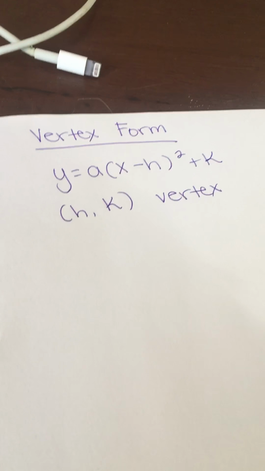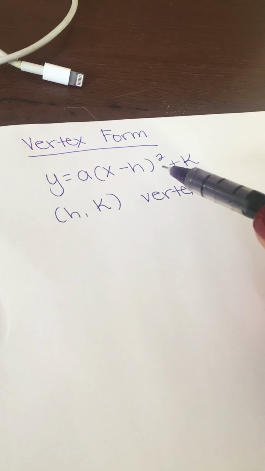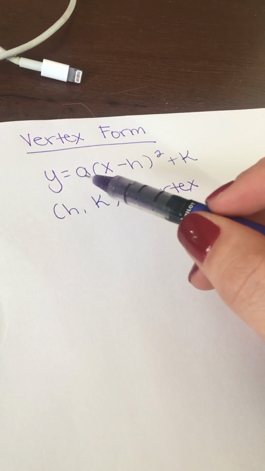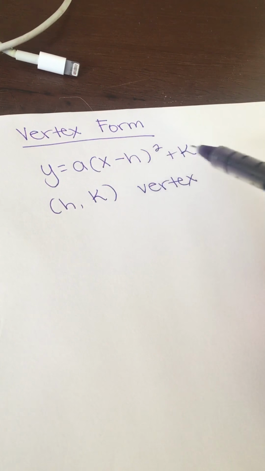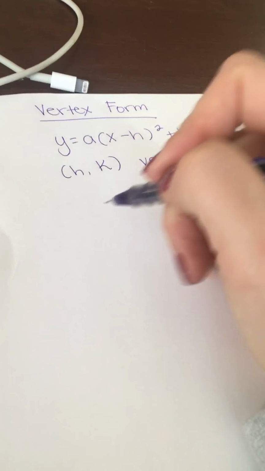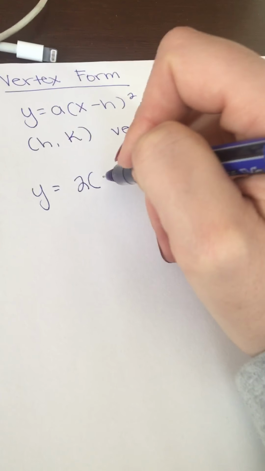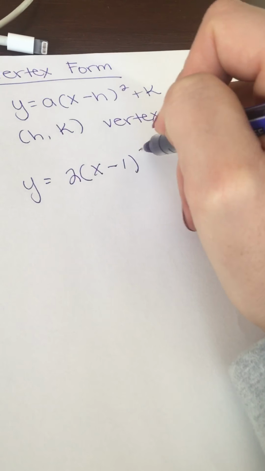Okay, so hopefully this won't be too shaky for you to follow. So this is vertex form. This is our general equation for vertex form: y equals a times (x minus h) squared plus k, with (h, k) as your vertex. So say your equation was y equals 2(x minus 1) squared plus 3.